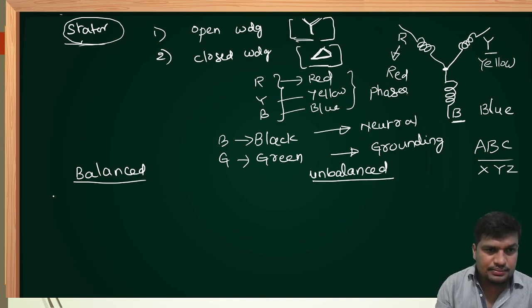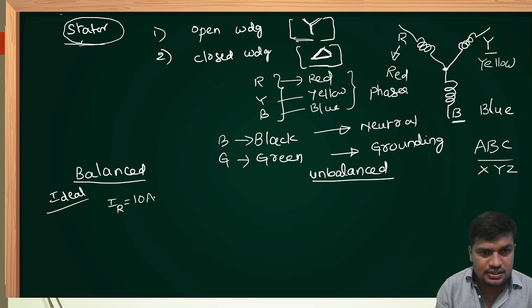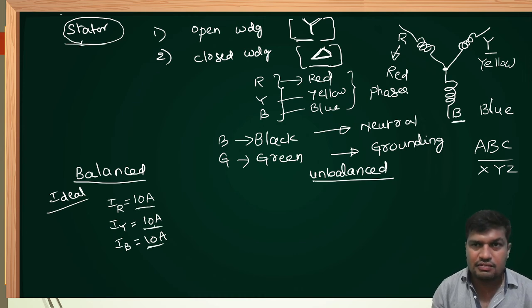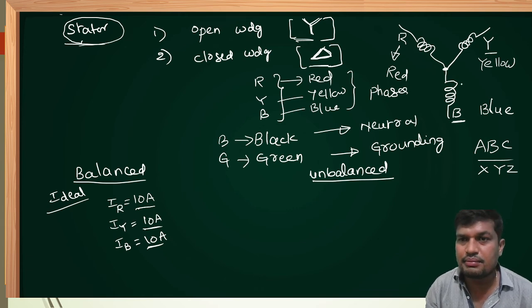Let us assume, friends, in the ideal case, the current in R phase is 10 amperes. The current in Y phase is also 10 amperes. The current in B phase is also 10 amperes. The magnitude of current in all three phases, R, Y and B, is 10 amperes. Now my question is, this is 10 amperes of current, in this phase also 10 amperes is flowing, and in this phase also 10 amperes is flowing.